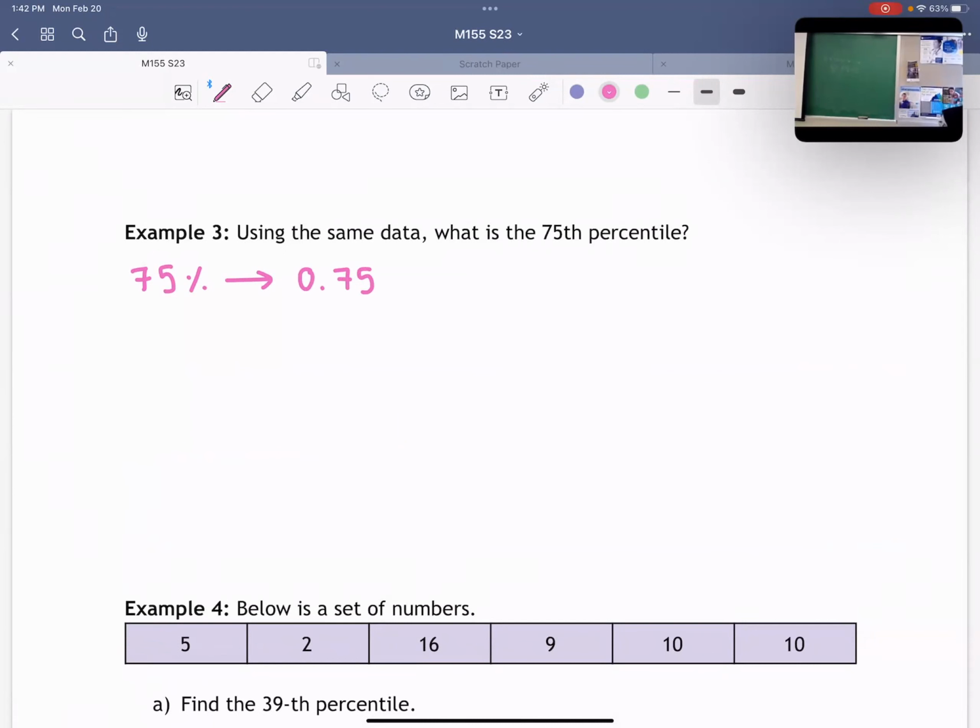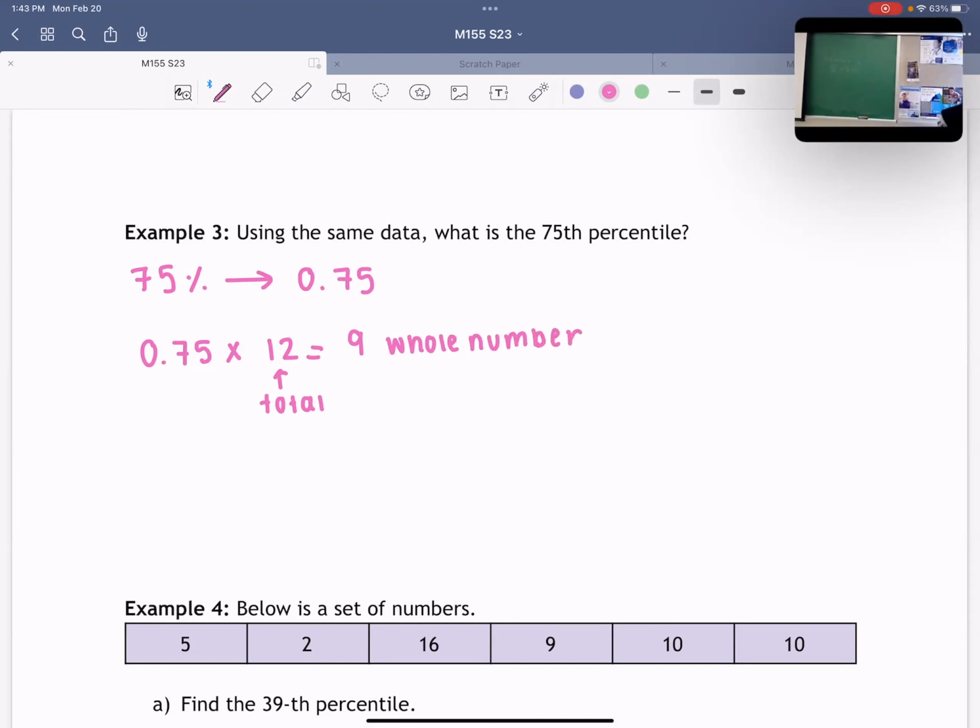Then you're going to take your decimal. What am I going to multiply 0.75 by? 12, good, because 12 is the total number of things. When I multiply that together, let's see what I get. We get 9. So this time when I did the multiplication, I didn't get a decimal. I actually got a whole number.